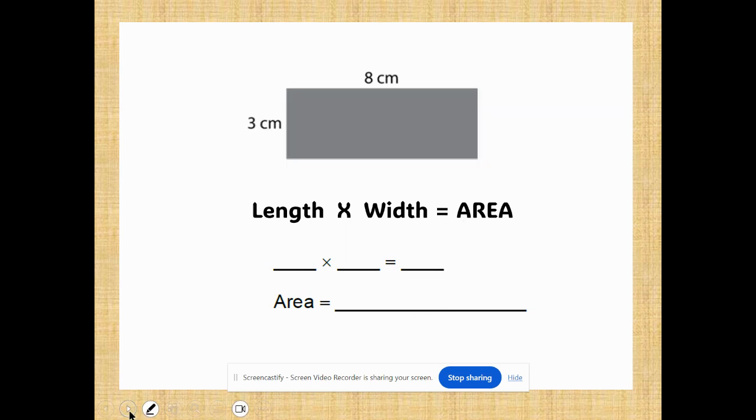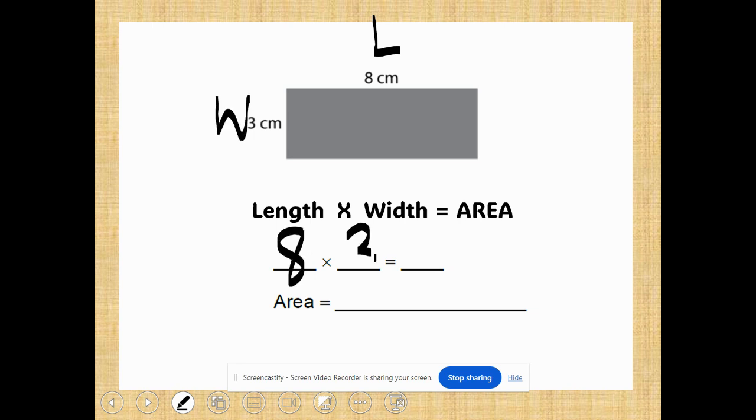All right. Length times width equals area. Let's see if you can try this on your own. Okay. What would be my length? What would be my width? So my length, if you said your length is 8, you are correct. If you said your width is 3, you are correct.